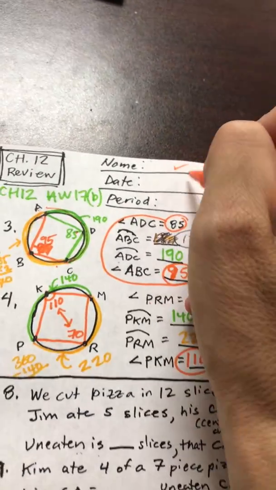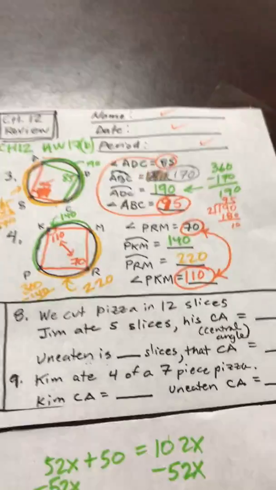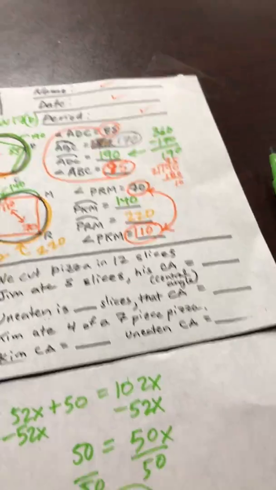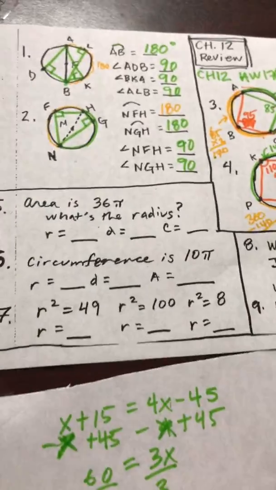Now take a minute, make sure you put your name, date, and period. That's always a good idea, right? Okay, get it. I get a lot of homework, people don't have names on it, so you can't get credit unless I know whose it is.